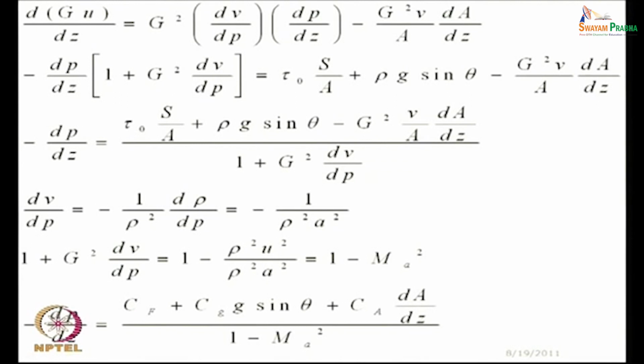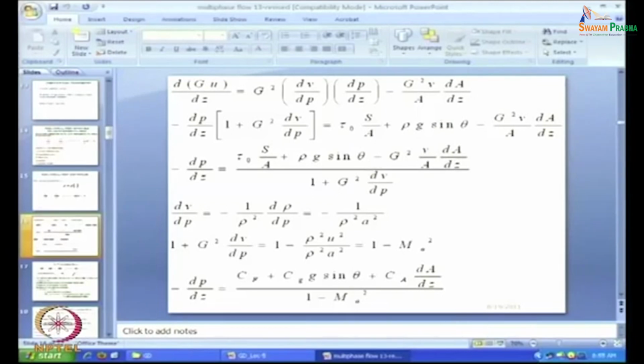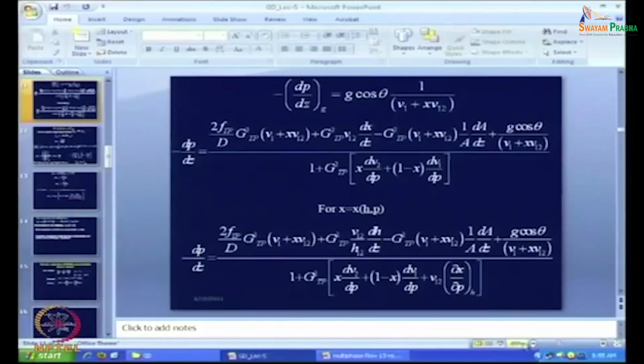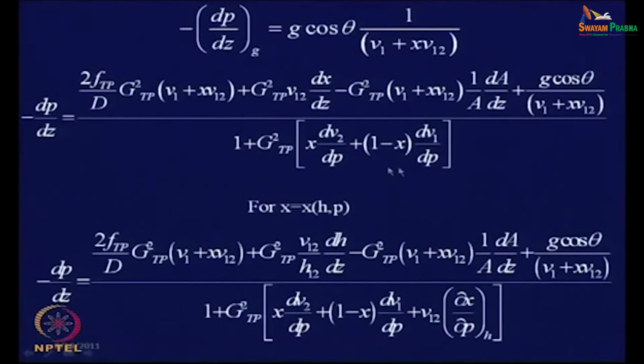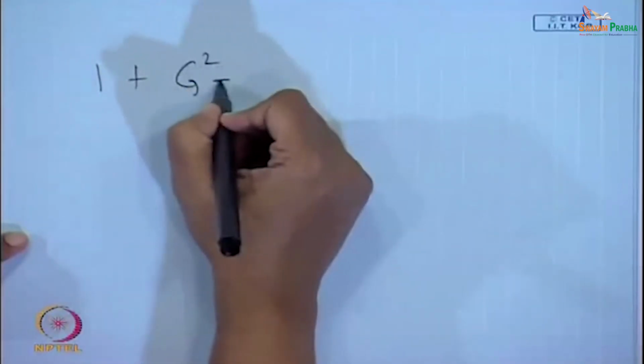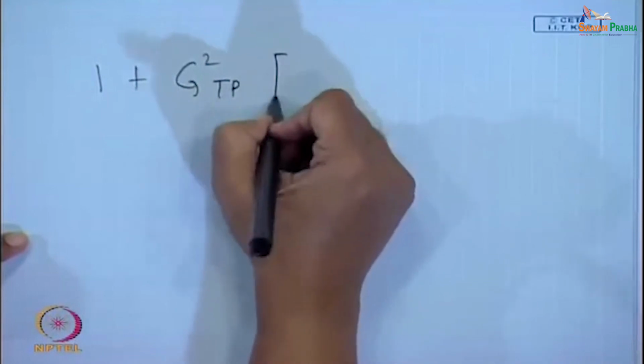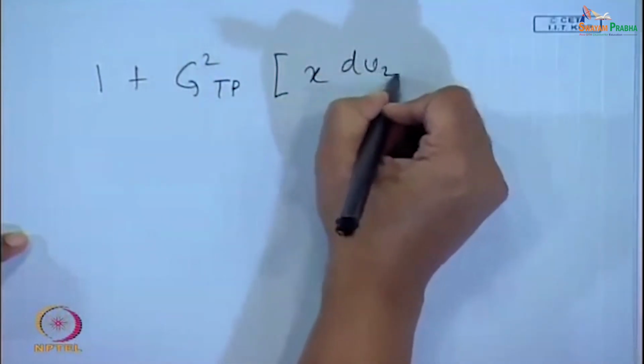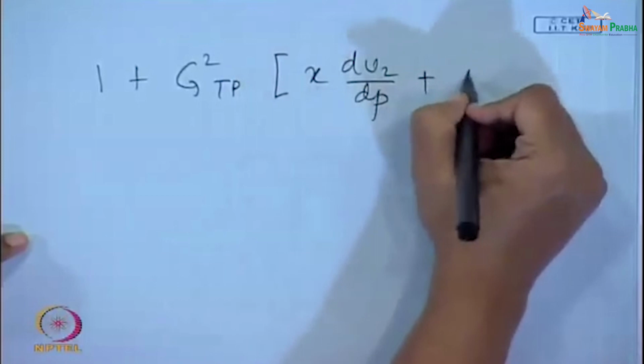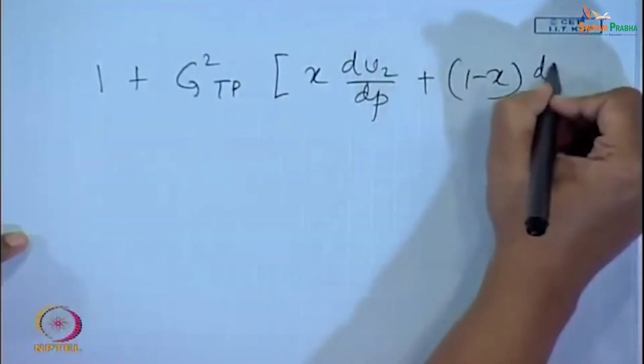Now, we find that if we look at the denominator which we had obtained for the homogeneous case, what was the denominator that we had obtained for the homogeneous case? Let us see now. That was 1 plus G square, two phase, x dv 2 dp plus 1 minus x.